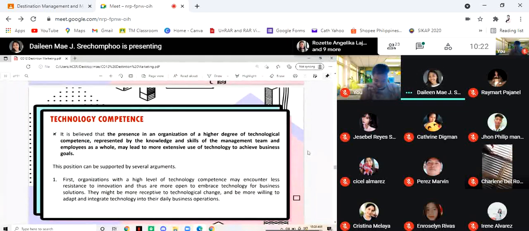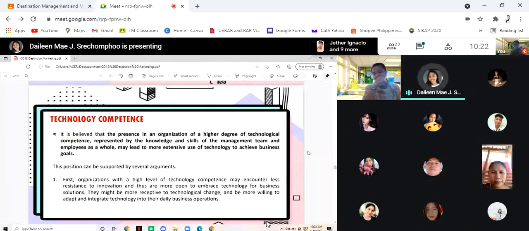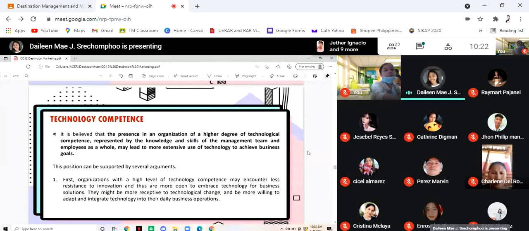So, yun nga, pag yung organization ay merong high level of technology competence, mas konti na lang yung na-encounter nilang problema pagdating sa innovation at yung pagkakaroon nila ng maayos na knowledge regarding technology ay nakakatulong sa kanila para mas lalo nilang ma-perform or ma-embrace yung technology sa kanilang business.